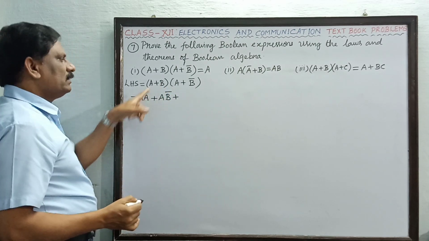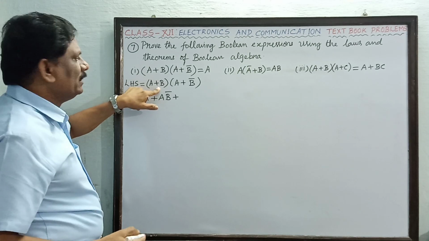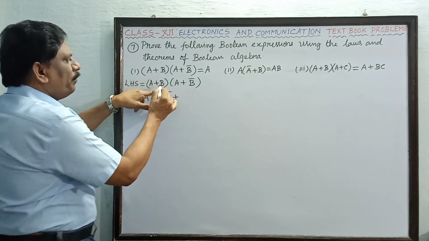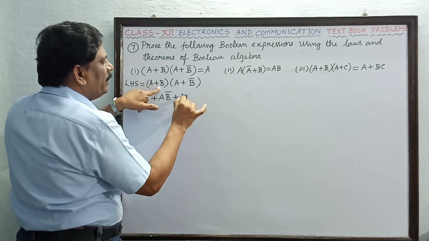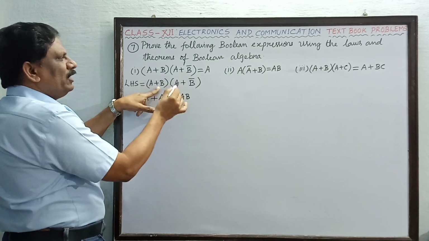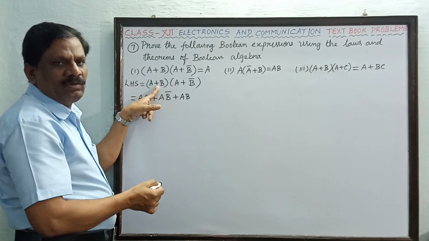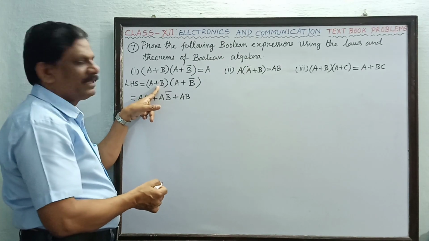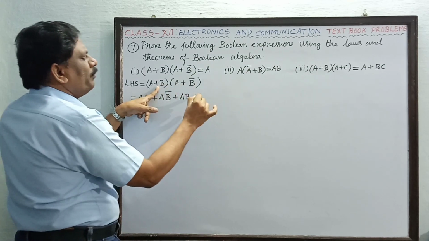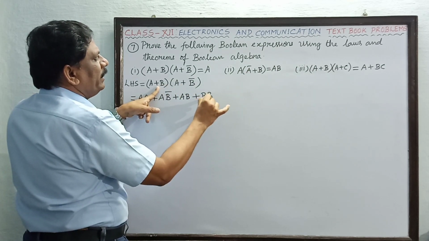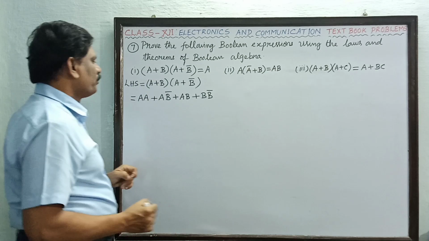plus, next I will multiply with b. So b into a can also be written as a into b, because b into a is also equal to a into b. We have already studied the commutative law. Plus this b into b complement. Okay, b into b complement.